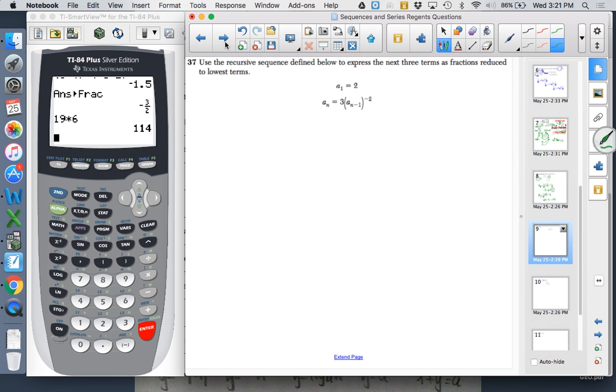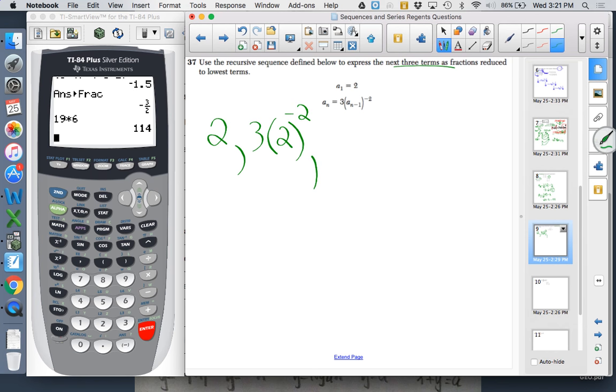More recursively defined stuff. Next 3 terms of the sequence, expressed as fractions reduced in lowest terms. This is pretty easy, I think. You're just using the previous term. So our first term is 2. After that, we're going to do 3 times the previous term to the negative 2.